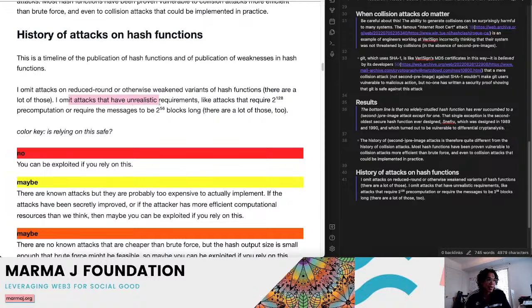I omit attacks that have unrealistic requirements, like the attacks that require 2 to the 128 pre-computations, or require the message to be 2 to the 56 blocks long. There are a lot of those too. So again, if you are just going to brute force 2 to the 128 times, or you're able to see 2 to the 128 plain text ciphertext pairs, that's too much to ever store realistically in today's world, and so these are all theoretical attacks.